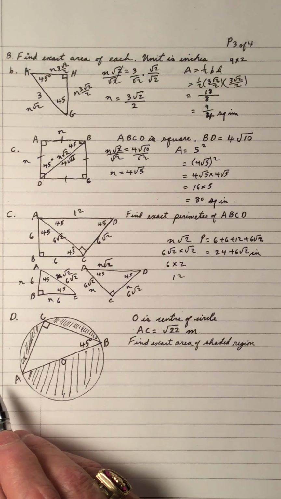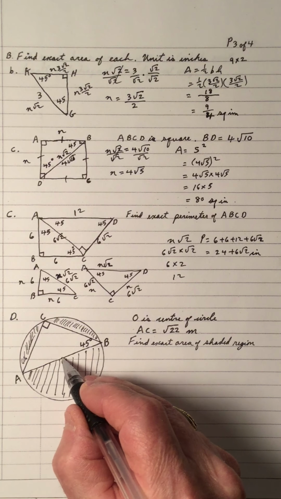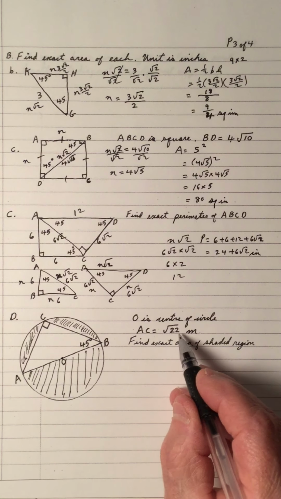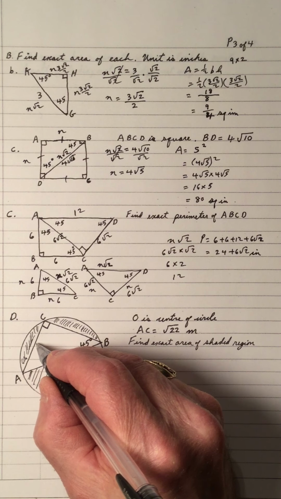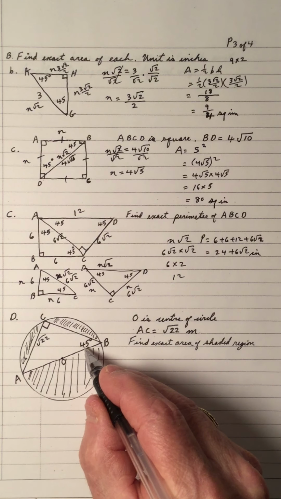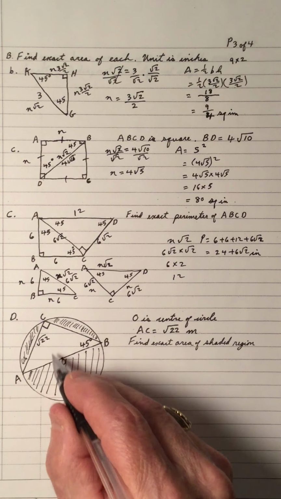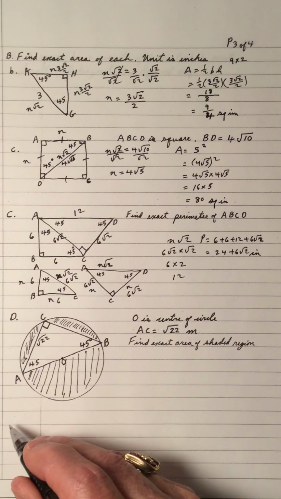And D, we have a circle. O is the center of the circle. AC is root 22. Right here, we have a 45, 90 triangle. So that means this angle is 45 because they all add up to 180.